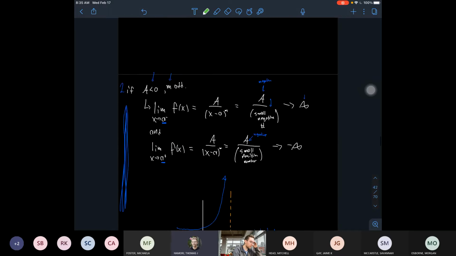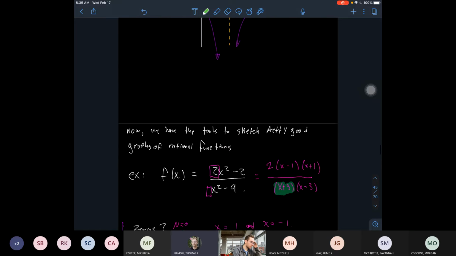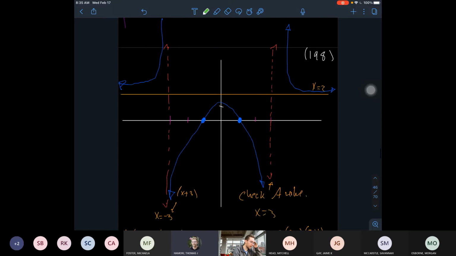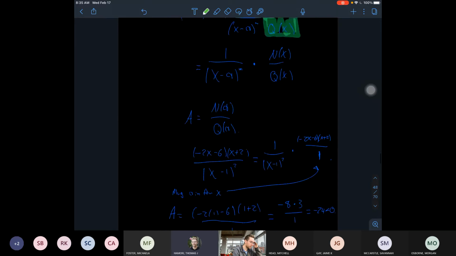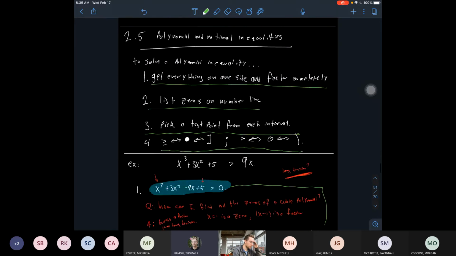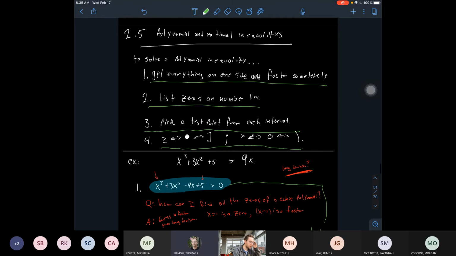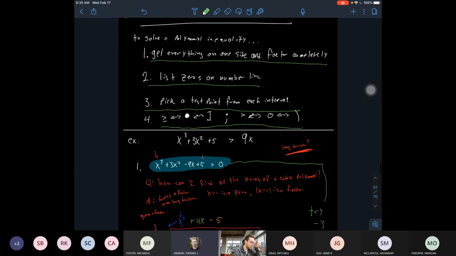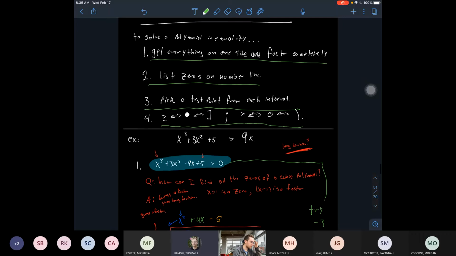Okay, so then once we got a handle on how to graph these things, we started talking about polynomial and rational inequalities. Okay, so the way we solve these is basically by getting everything on one side and factoring it completely and writing it as a single expression, and then we just find the zeros, plot them on the number line, and we choose these test points from each interval. Okay, choose these test points from each interval.